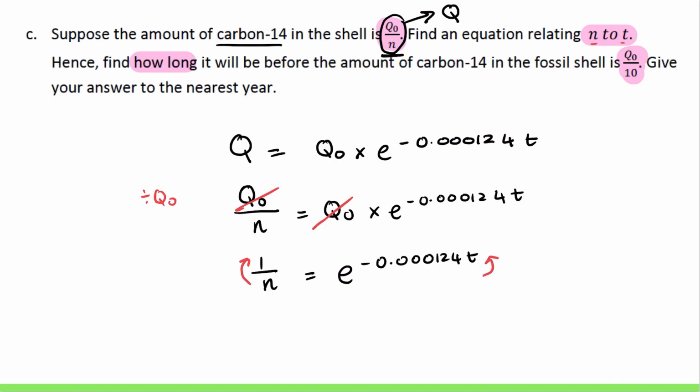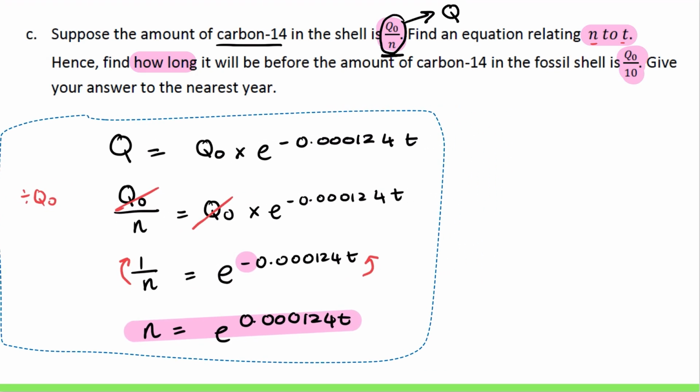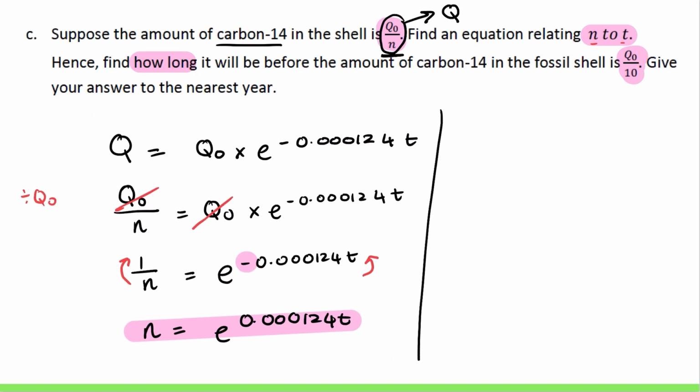Now, when I mean flip it to the other side, because this is a negative, all that needs to happen is it becomes a positive because that e part is already on the bottom. So that means N will equal e to the power of 0.000124 t. So we can see a very clear relationship now between N and t. Okay, so that's the first part of the question. So we'll move that to the side. Let's have a look at the second.